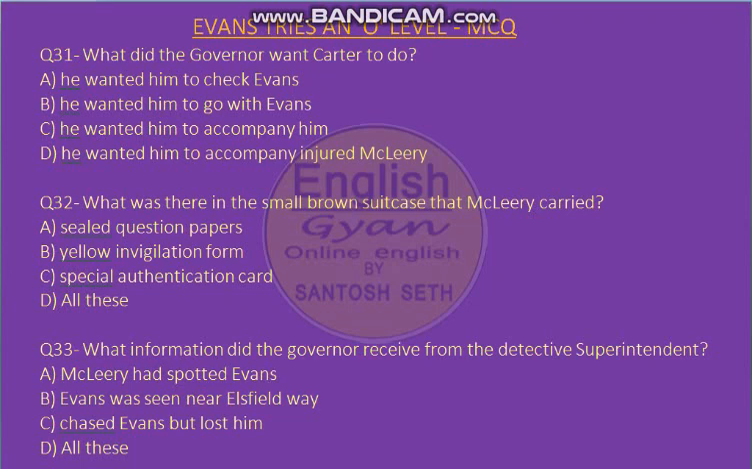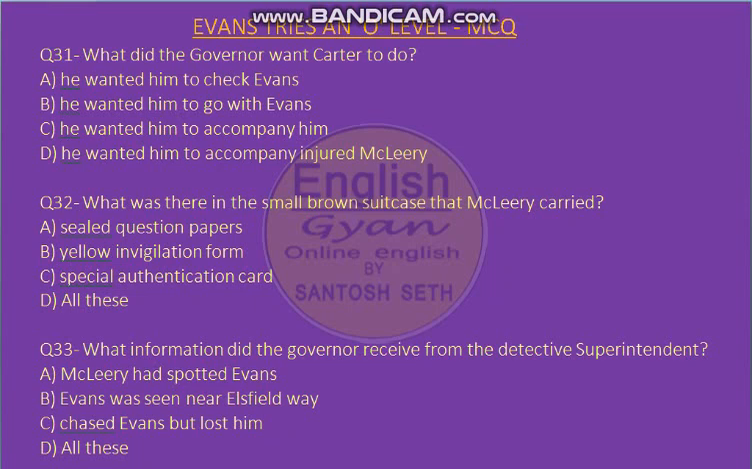Options are A. He wanted him to check Evans. B. He wanted him to go with Evans. C. He wanted him to accompany him. And D. He wanted him to accompany injured McLeary. Question number 32. What was there in the small brown suitcase that McLeary carried?